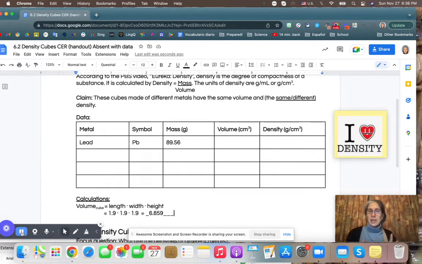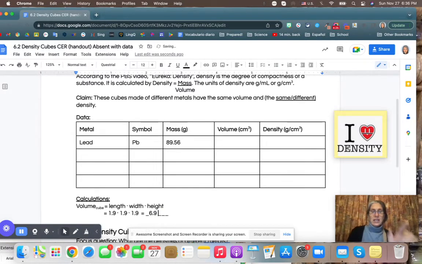It's a little bit of a complicated concept, but our scale is not that precise, nor is this ruler precise. So we're not going to get something with that many decimal points. We're going to just round it. So we're going to say this is 6.9. I'm going to round 6.859 up to 6.9.